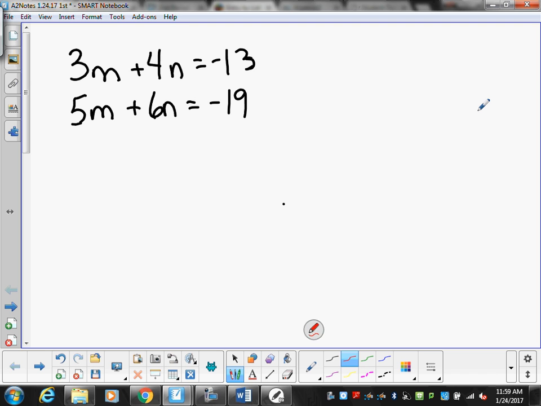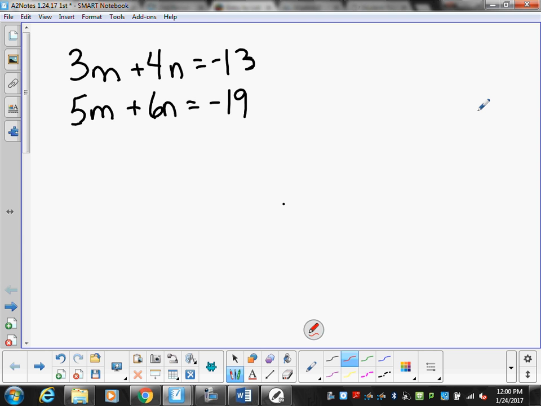On this problem, if we start looking at it, it does not have a common or opposite coefficient on either one of the variables. So what we have to do on this one is decide which variable we want to get rid of. And we looked at this a little bit yesterday. And from there, determine what we got to multiply by to get that. So which variable do you want to choose to get rid of?